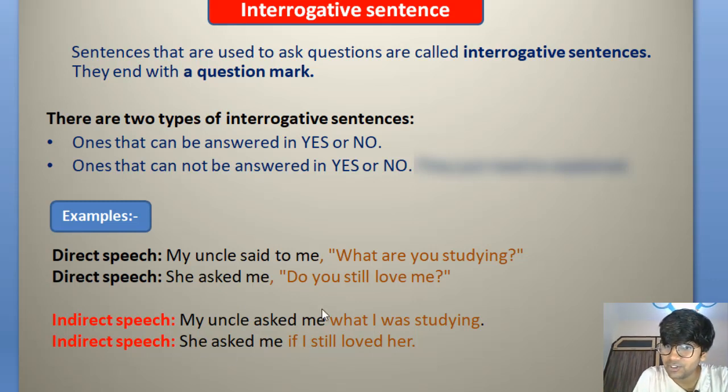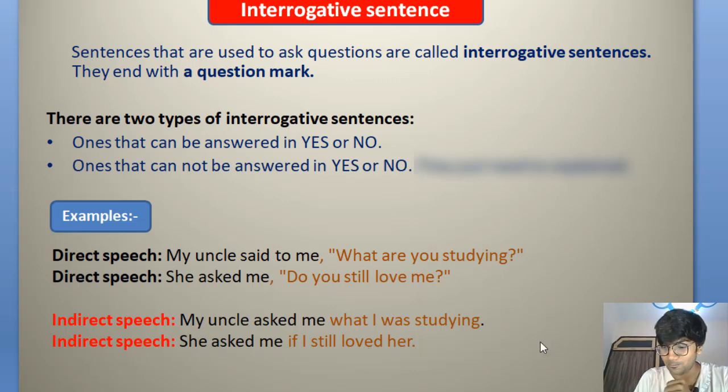She asked me if you changes into I, right? Who is you? That is me. She asked me if I still love changes into loved. Simple present, simple past. Me. Do you still love me? Who is me? She, right? The objective case of she, her. She asked me if I still loved her.